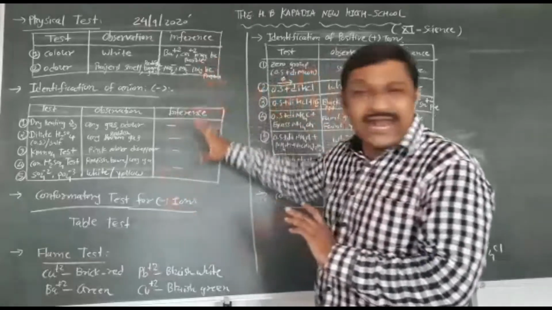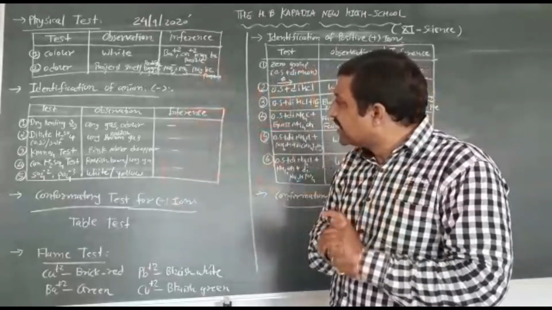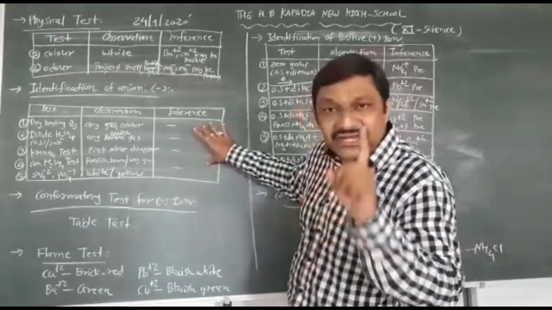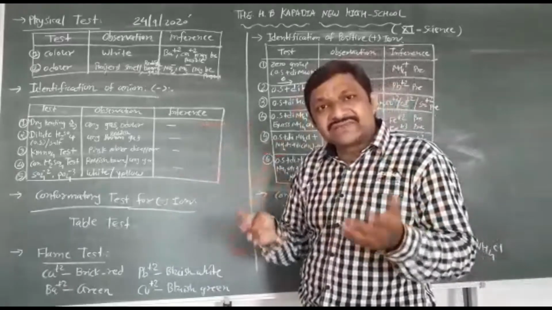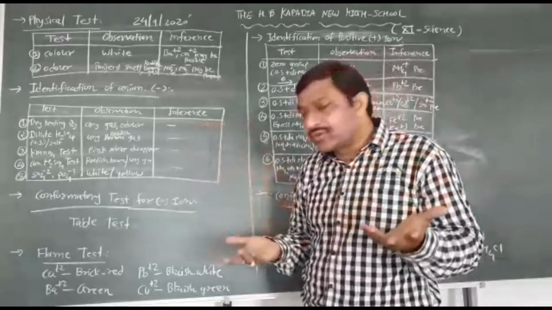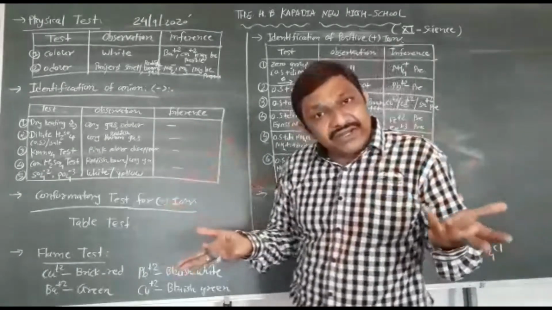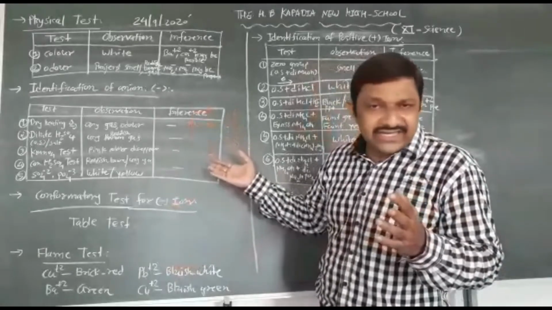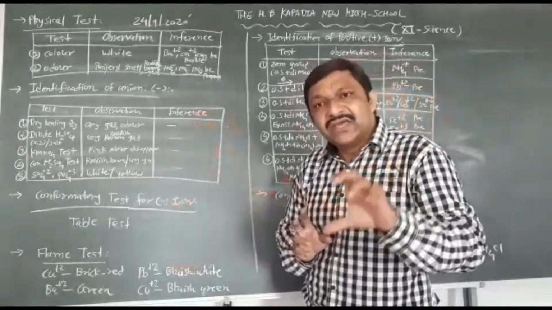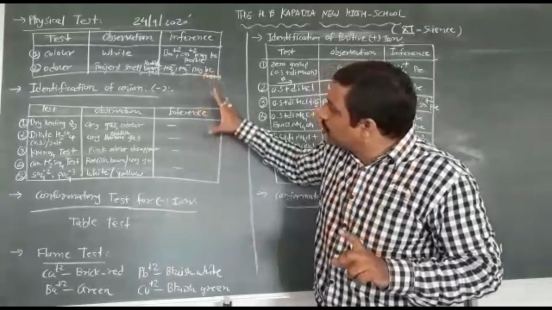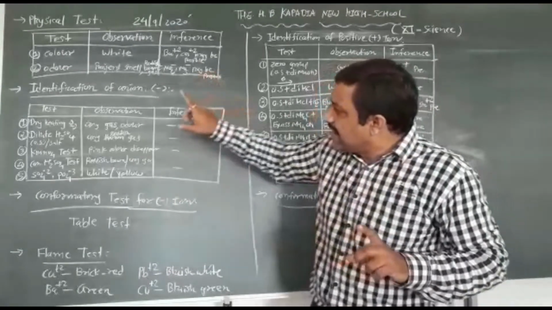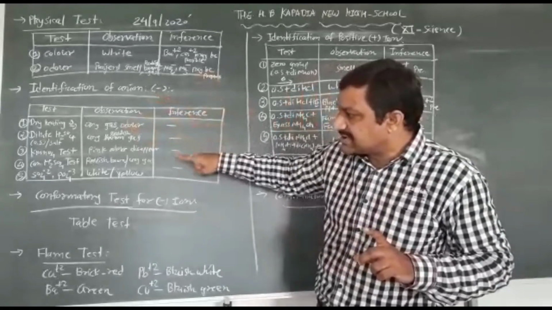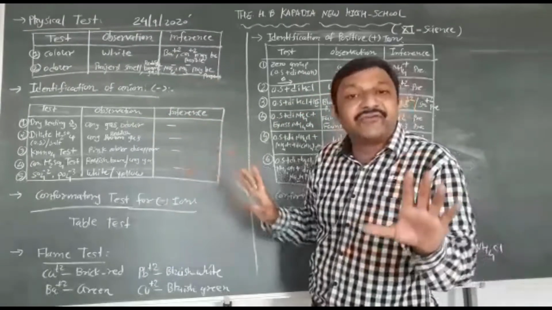These are for the anion, or negative ion. You have to catch any one negative ion, for example Cl minus, Br minus, NO3 minus, PO4 minus 3, SO4 minus 2. Many negative ions are here. You have to catch any one negative ion through identification of anion: the dry heating test, dilute sulfuric acid test, KMnO4 test, concentrated sulfuric acid test, and sulfate phosphate test.